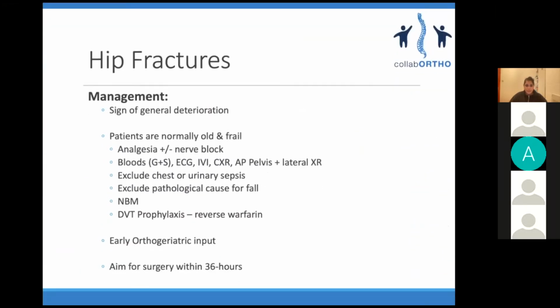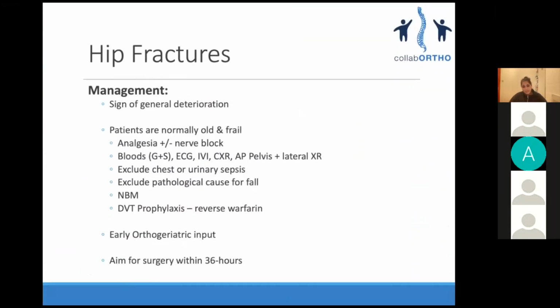So management, as I said earlier, you need to manage the patient as a whole. These patients are usually elderly. For elderly patients, we have a across the country hip fracture pathway. So you give them analgesia and they get a fascia iliaca block in ED.